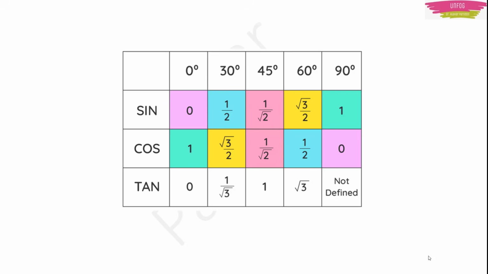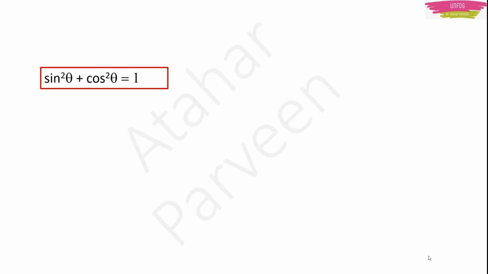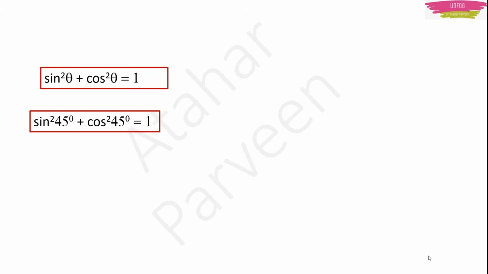Now there are a few important trigonometric identities, like sin square theta plus cos square theta is equal to 1. We can prove it also. How? You put some angle, maybe you take theta is equal to 45 degree. Then you substitute the values. You know sin 45 is 1 by root 2 and cos 45 is also 1 by root 2. Substitute and do whole square. You will get 1. Okay, you can prove it also.